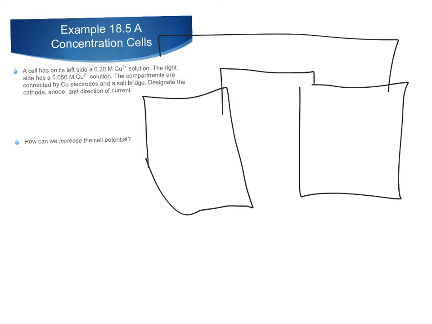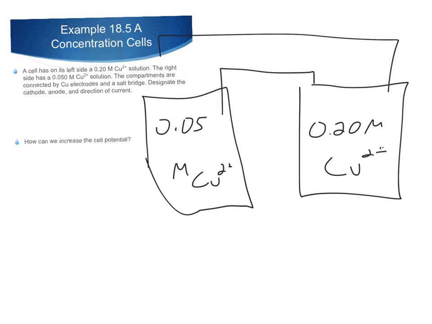So what happens is, if we've got, let's call this one our 0.05 molar solution, so 0.05 molar copper 2, and then this side we will have the 0.2 molar. Okay, I need to erase that. This is not 0.5, it's 0.05. So these molarities are going to change, and there's going to be an electron flow between them.